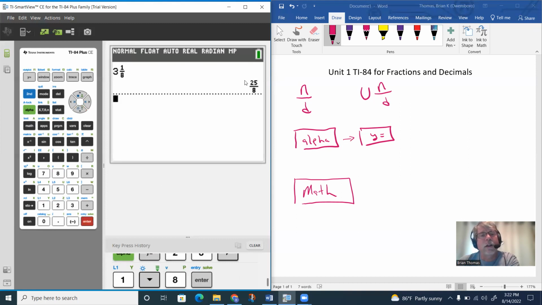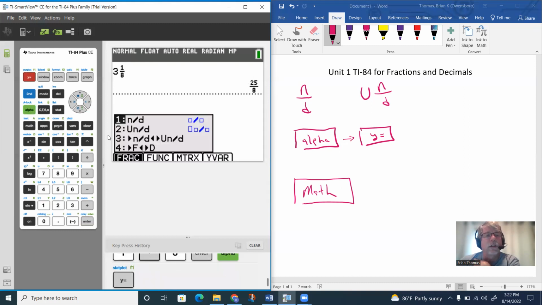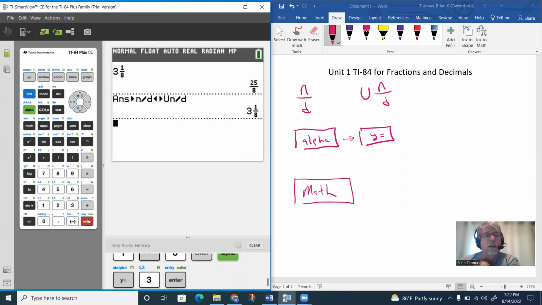Notice how it'll automatically put that into what's called an improper fraction format. So mixed numbers will always default into improper fractions. If I wanted a mixed number, you actually have to go Alpha F1. And if I want to change a fraction to a mixed number, that's where number 3 comes into play. So I choose number 3, hit enter. That'll give me this 3 1/8. So it'll change it back to a mixed number.